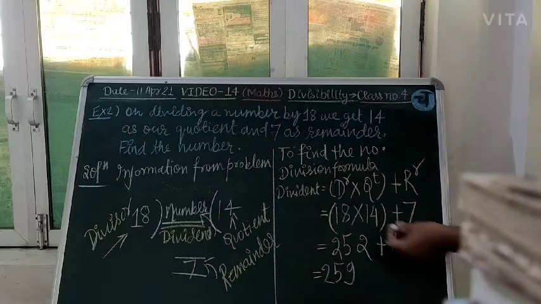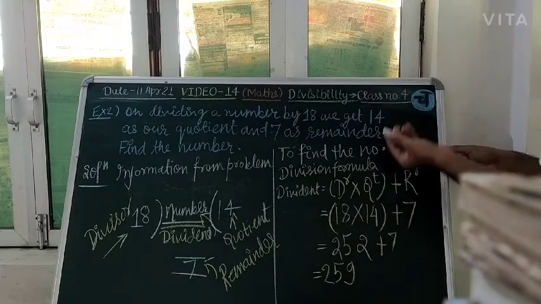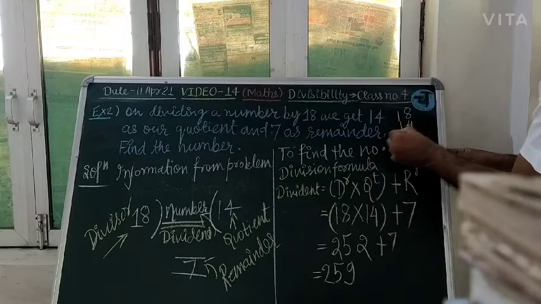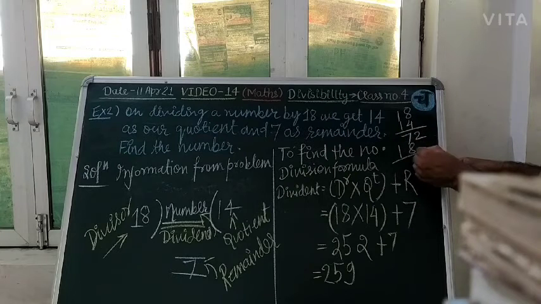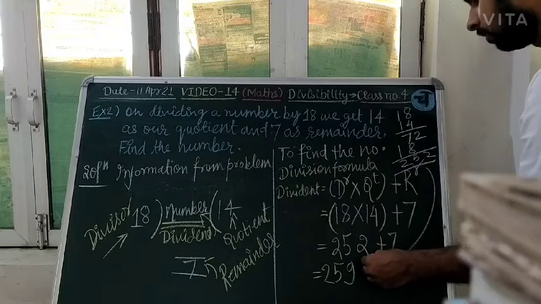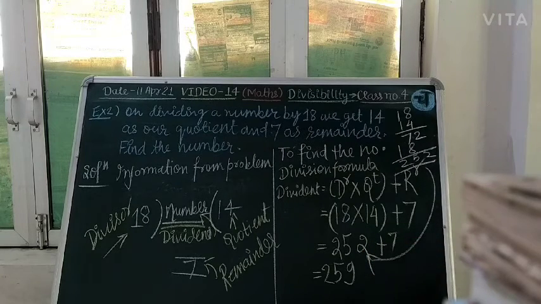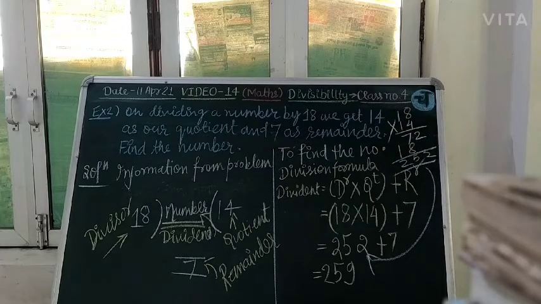You can check it. I think you guys may not be able to multiply as well. So you can go through it in this way also. 18 into 14, 252 is the product. And plus remainder, you will get 259. Okay.